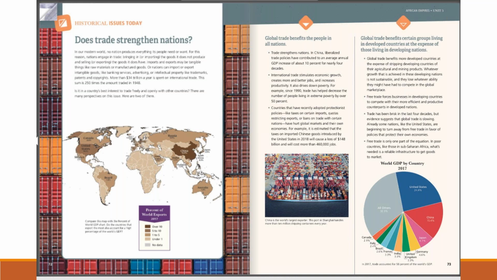And then the last section was called Connect. So we had read, then question, then map, and now connect. And so here what I was able to pull in the Atlas of World History, we have a section here on historical issues today. In this case, does trade strengthen nations?